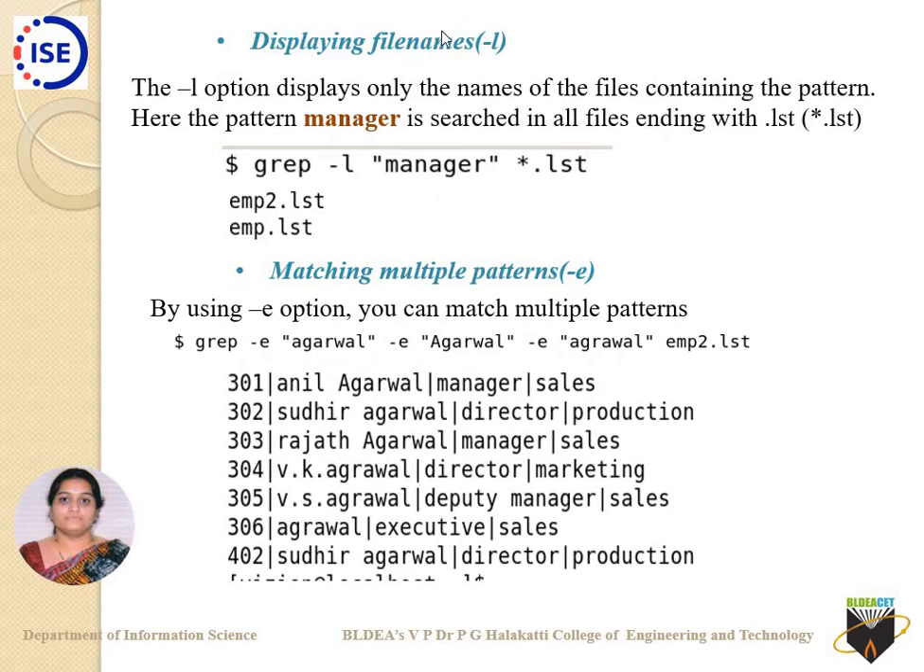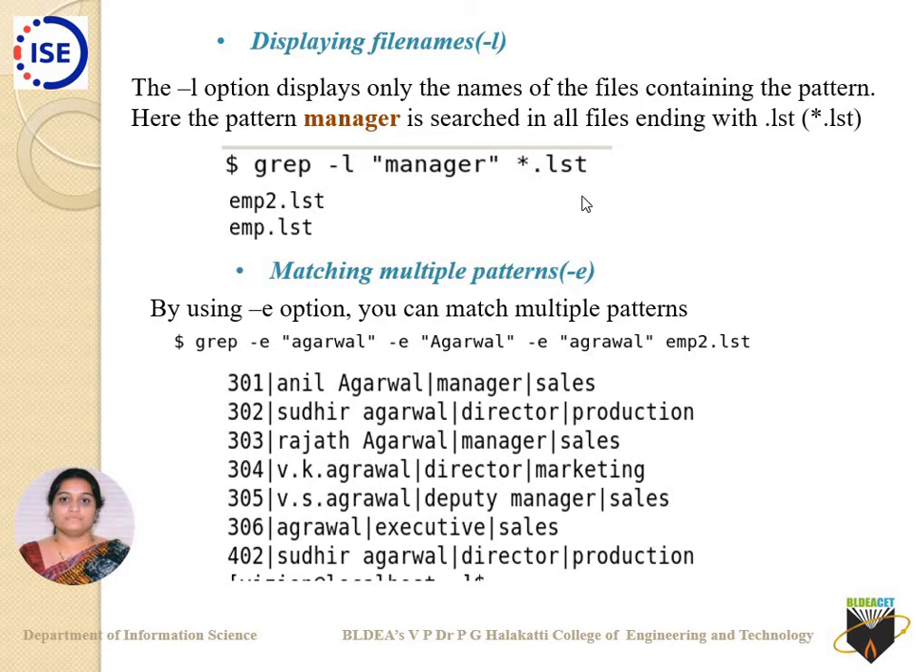Then comes display of the file names. If I use -l, it will display the files in which that particular pattern has appeared. For example, you can see grep -l, this is my pattern name, then star asterisk .lst. What do you mean by asterisk? It can be replaced by any number of characters, but with the extension .lst.